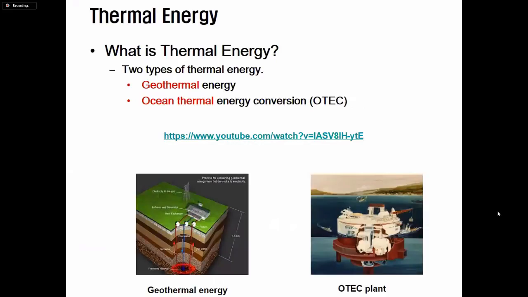Thermal energy, 2 types of thermal energy: geothermal, the land side, and ocean thermal from the water side. So this is geothermal energy. Deep down, say a kilometer down, there can be a hot melting pot. So high temperature there. Ocean temperature uses a very small temperature difference. Sometimes there can also be a similar one like this, at the bottom.